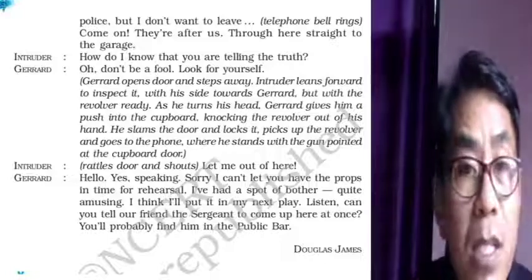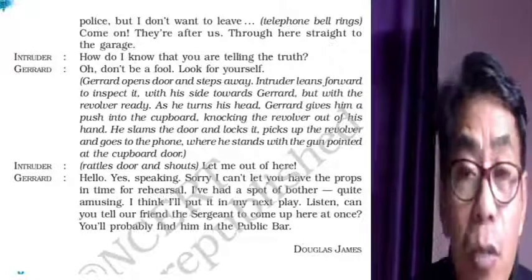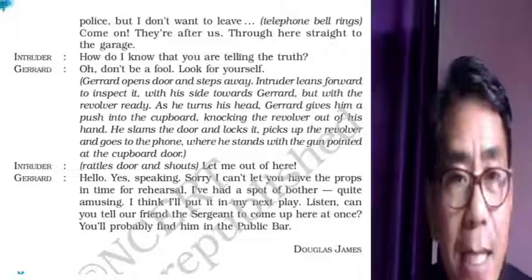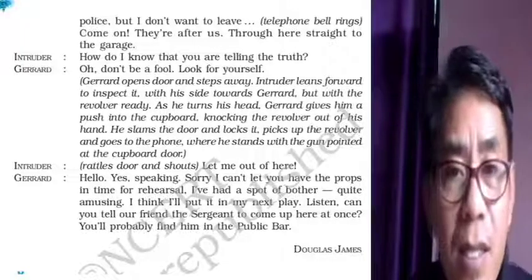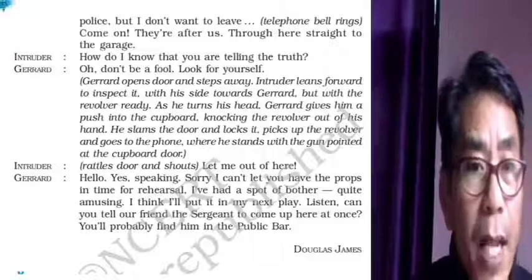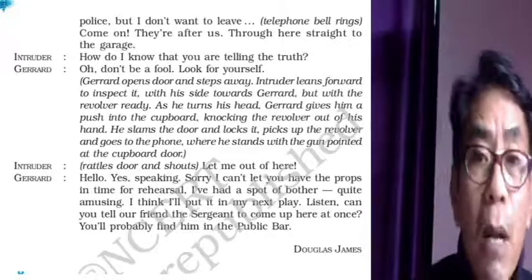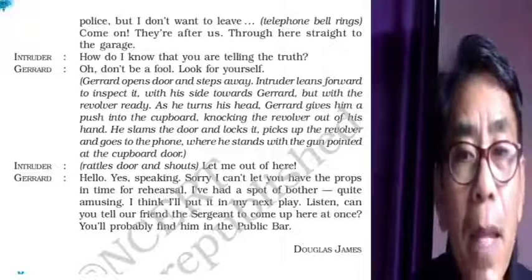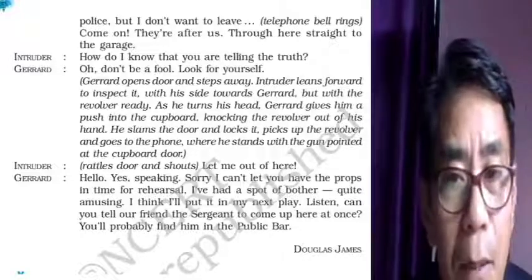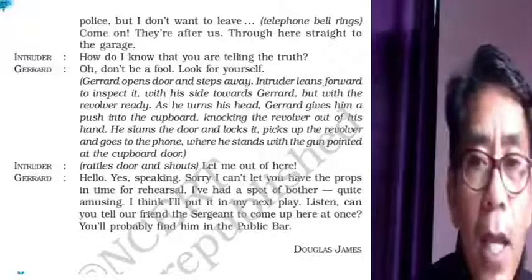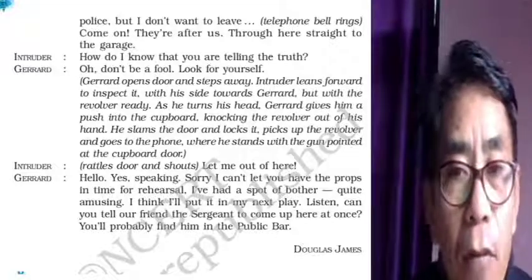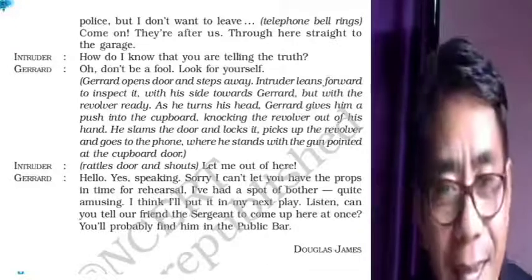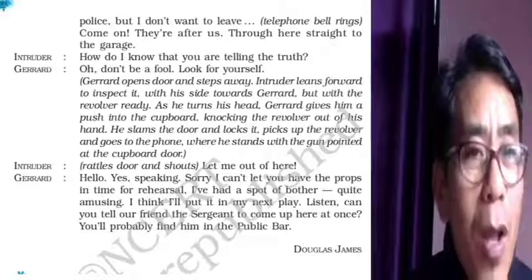So we know that Mr. Gerard was a playwright. He used to write plays. He used to present plays. And then, "Listen, can you tell our friend, the surgeon?" Surgeon means the police officer. "Can you tell our friend surgeon to come up here at once? You will probably find him in the public bar." He told the other person to bring the police here, and he did not find any policeman. That policeman might be in the public bar. You got it? So this is how Mr.